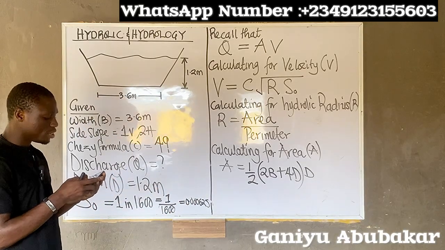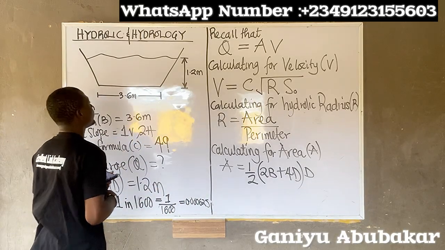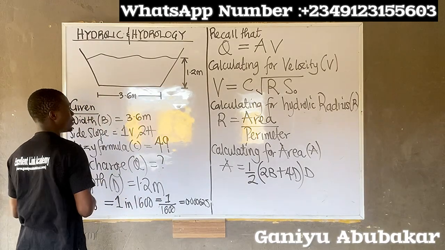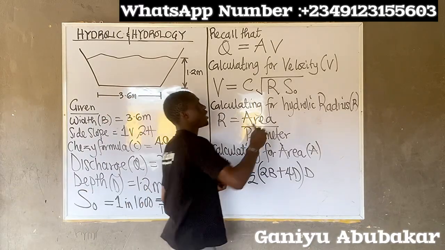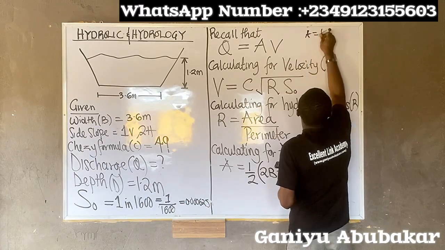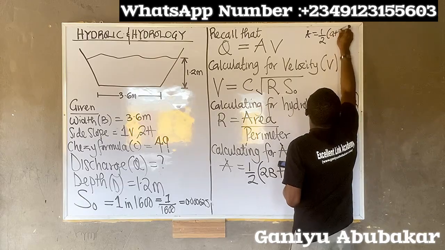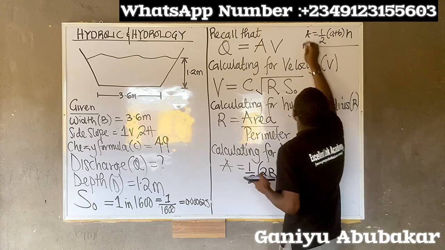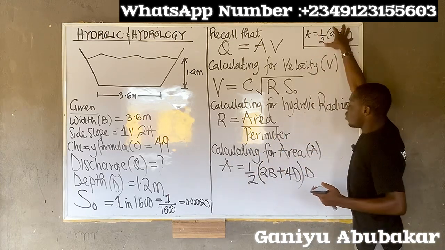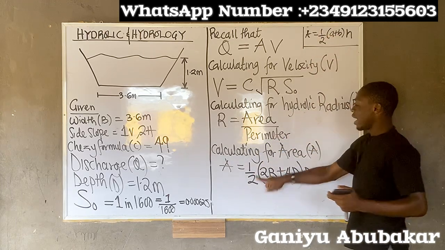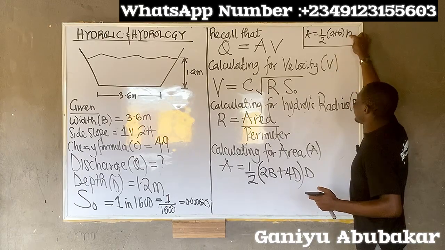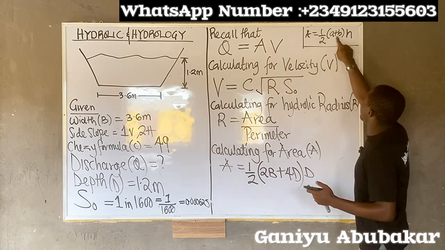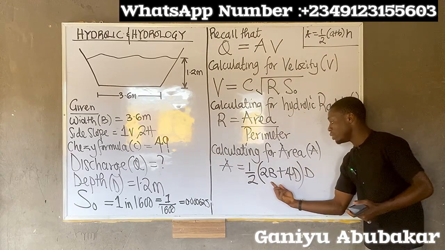How do I come up with this formula? First things first, from here to here is simply your depth. What do we know initially? The area of a trapezium itself is given by half into (A plus B) times H, right? I related this area of the trapezium with this. This half is this half here, and the height here is the depth. So this A plus B gives us 2b plus 4d.